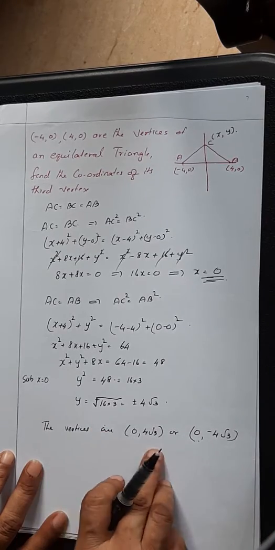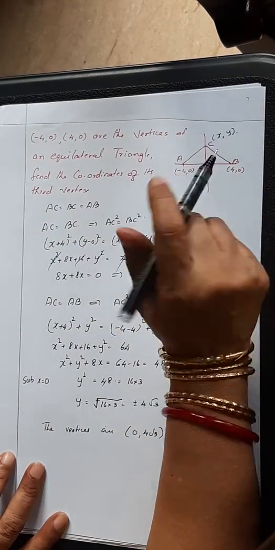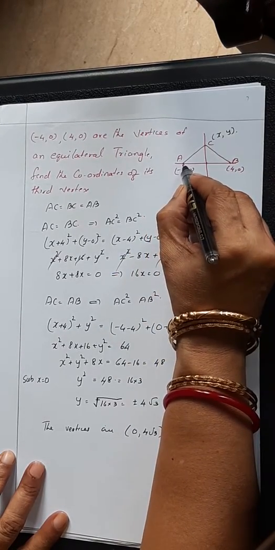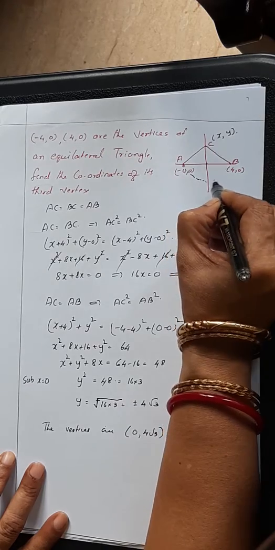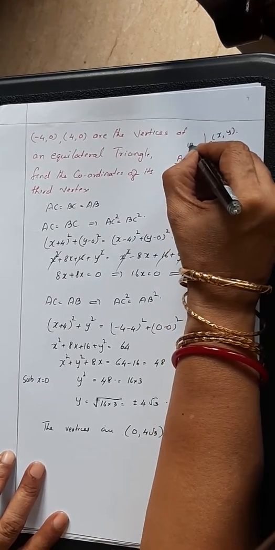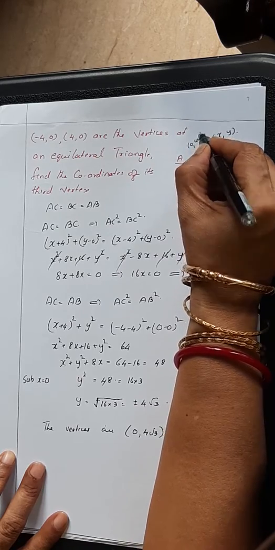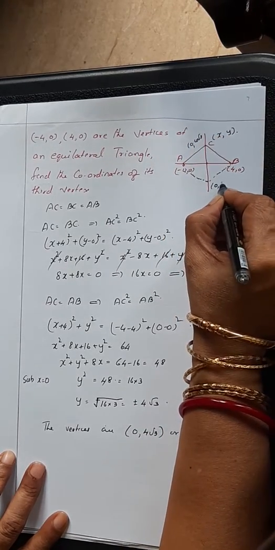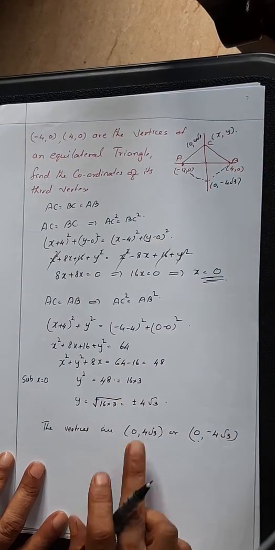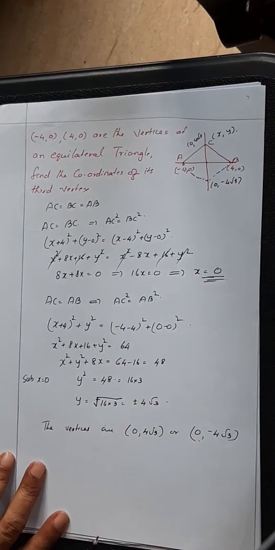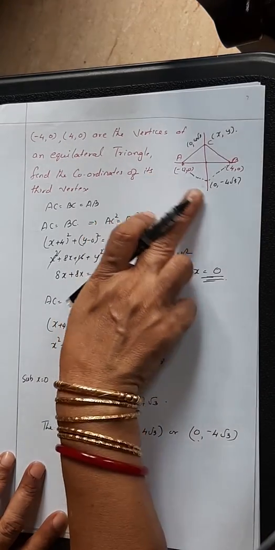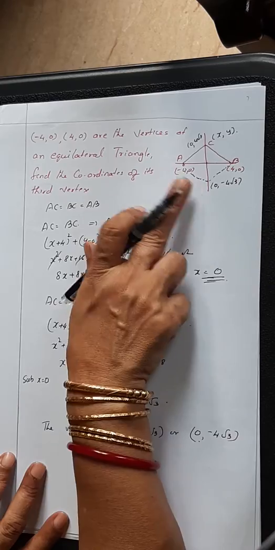If it is (0, 4 root 3), it will be here, and (0, minus 4 root 3) will be there, so the triangle can be like this also. So this will be (0, 4 root 3) and this will be (0, minus 4 root 3). That's why you got two values for y. In both the cases this distance will be the same.